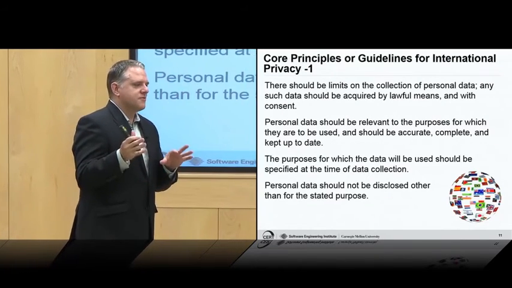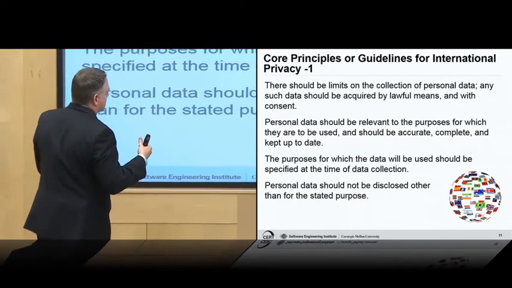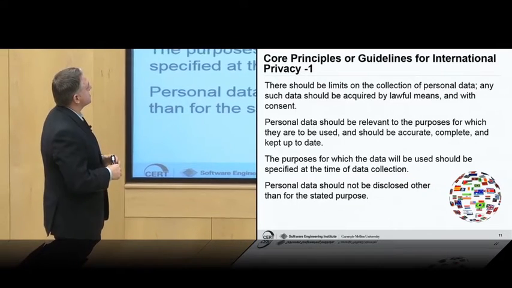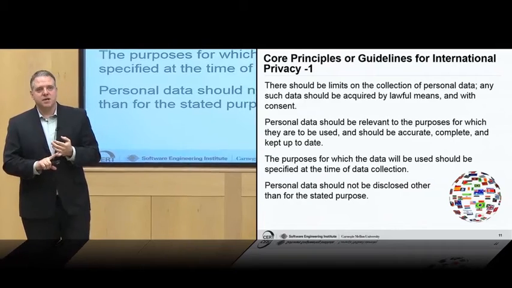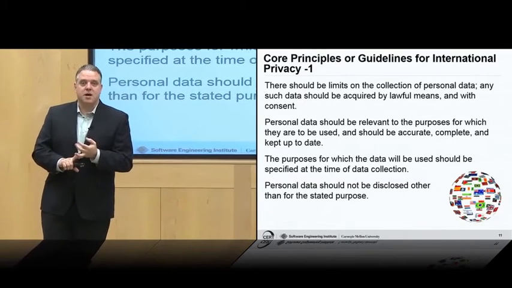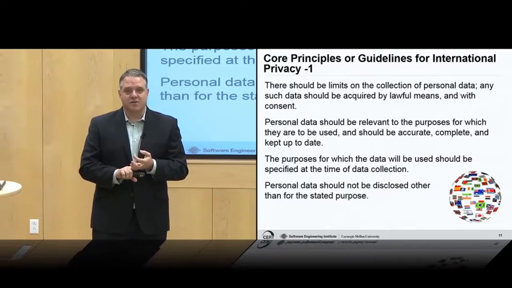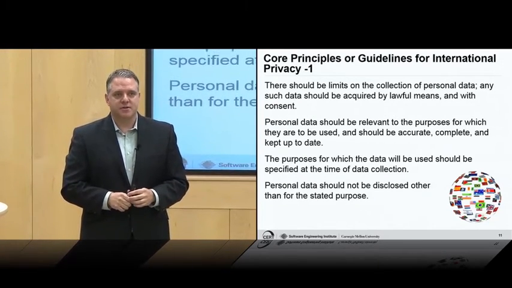So what are all of these privacy regulations intended to do? If you boil it all down, it comes down to these four ideas here. That the collection of personal data should be limited, and it should be done by lawful means. And the person should have consent to that. I'm voluntarily giving you my personal information.